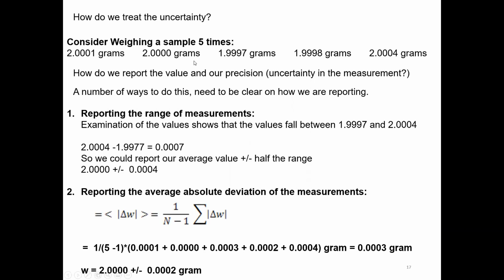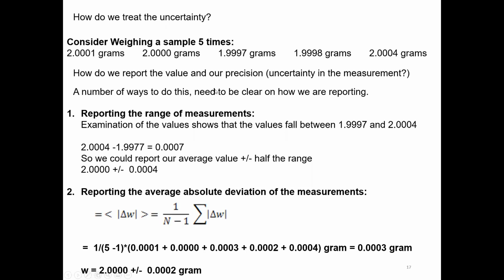One way to represent that is to report the range of a measurement. So consider we are weighing our sample 5 times. So I got these 5 different measurements.